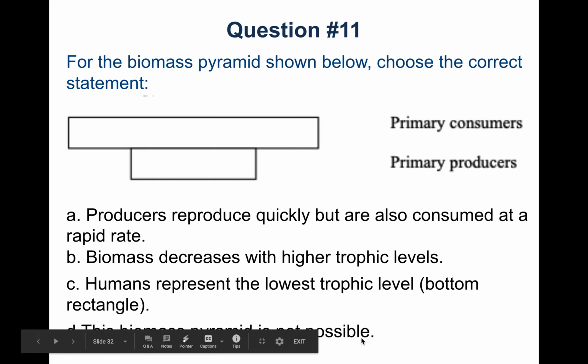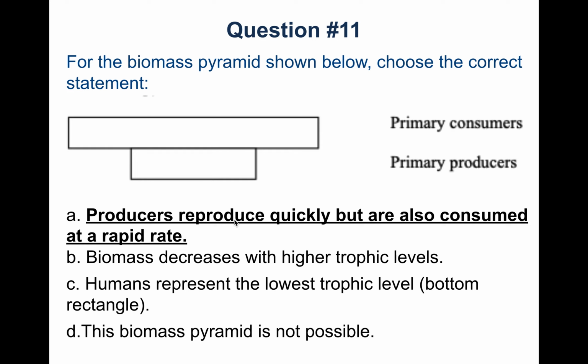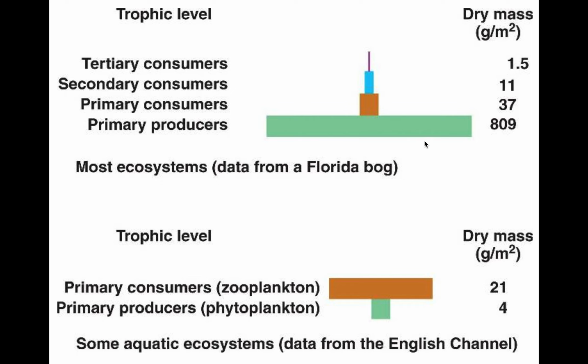This biomass pyramid is not possible. That's not actually true. It is possible. So the answer is actually producers reproduce quickly, but are also consumed at a rapid rate. Typically, this is the type of pyramid that you would see in most ecosystems. Primary producers having the largest biomass, then primary consumers having less, then secondary consumers even less, and tertiary even less. So less and less as you go up.